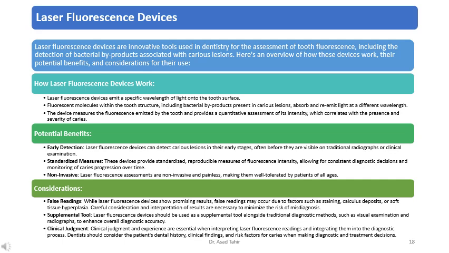Laser fluorescence devices emit a specific wavelength of light onto the tooth surface. Fluorescent molecules within the tooth structure, including bacterial byproducts present in carious lesions, absorb and re-emit light at a different wavelength. The device measures the fluorescence emitted by the tooth and provides a quantitative assessment of its intensity, which correlates with the presence and severity of caries.